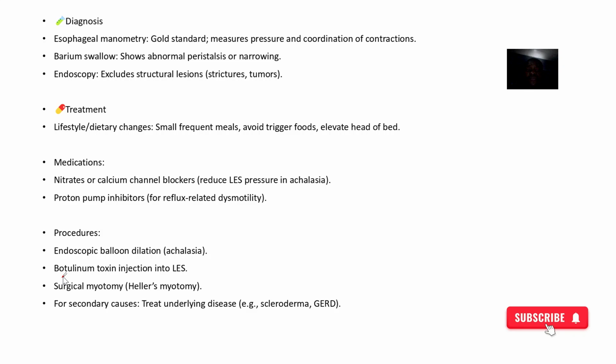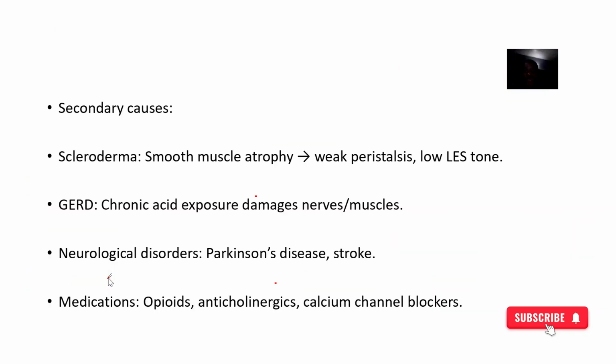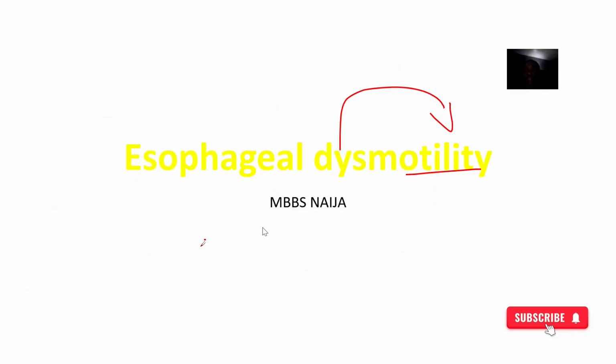You can also give injections to relax muscles, like botulinum injections. Also other surgeries like Heller's myotomy. Okay, so that's what we have for esophageal dysmotility.